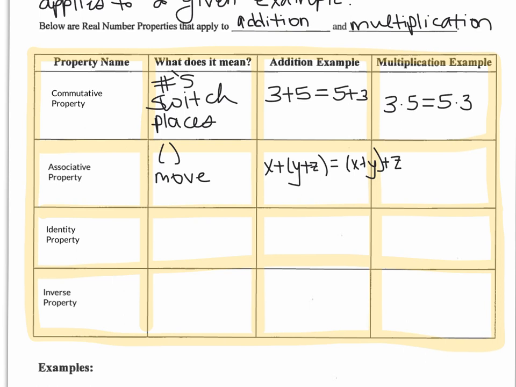If I were to do multiplication, I would do x times y times z. And notice I didn't put dots because that just means multiplication is invisible. And then I could go ahead and move the parentheses. One thing I want you to notice is that x, y, and z always stay in the exact same location. It's just the parentheses that are moving. So with the commutative property, the numbers switched, but with the associative property, the parentheses switch.